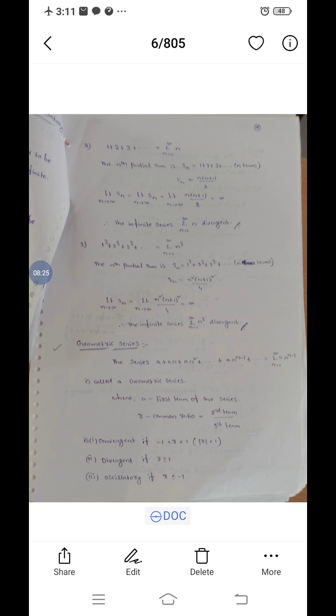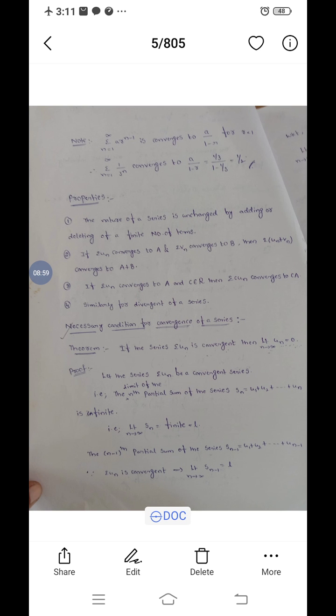Now this type of geometric series is convergent if modulus of r is less than 1. That means if the r value lies between minus 1 and 1, then the given geometric series is convergent. If r is greater than or equal to 1, then the given geometric series is divergent. If the r value is less than or equal to minus 1, then it is called an oscillatory series. So this is about the nature of the geometric series, whether it is convergent or divergent.